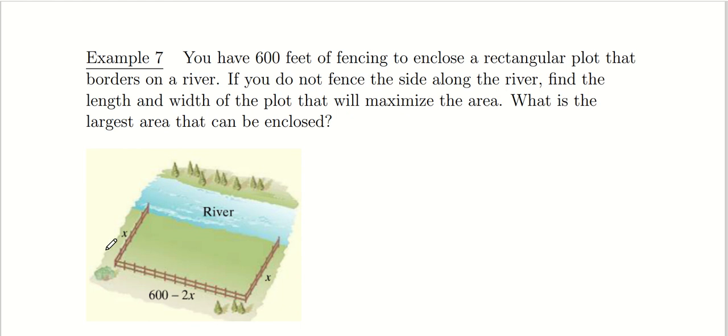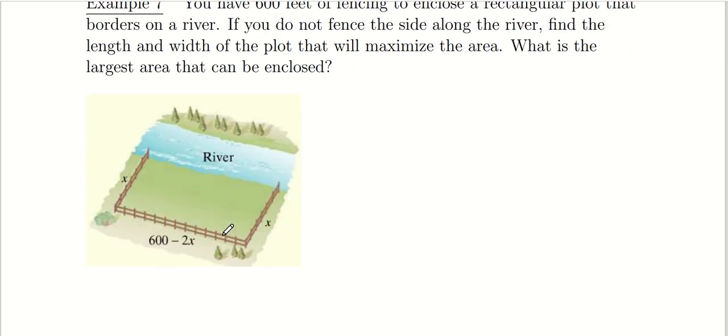We're going to use x feet for the width of it. And let's suppose that whatever's left over, if you use x and x, that's 2x worth of fencing. What's left over would be 600 take away 2x, and that's how much we're going to have for the length. The question is, what dimensions should we make the fence? In other words, what's the length and the width that will provide us the largest enclosed area possible?